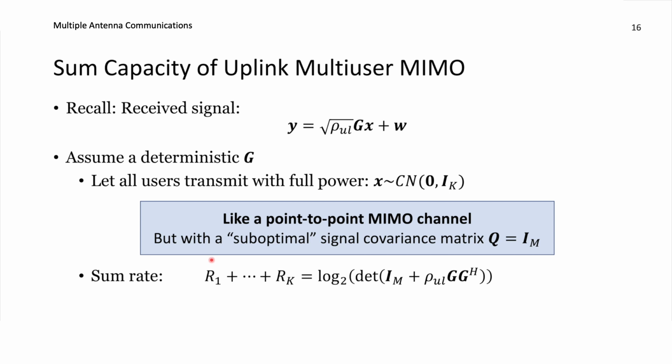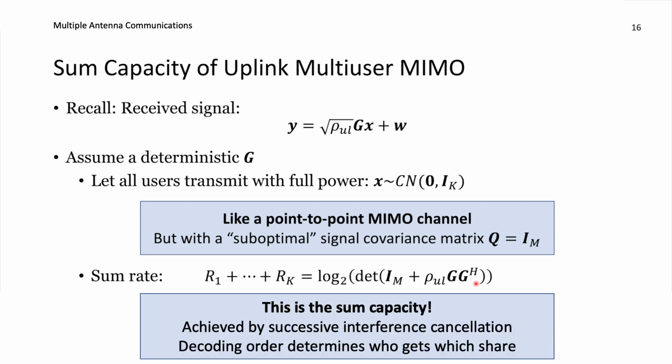And one can show that the sum rate of a point-to-point MIMO channel when using this signal covariance matrix is like this. We sum up the rates of different users, and then we get the log2 of the determinant of an identity matrix, which is the one in the log expression, plus the SNR, and then we have the G times G Hermitian term. So this is the channel matrix that is appearing here. And this is actually the sum rate for a point-to-point MIMO channel, but the sum capacity of an uplink multi-user MIMO system. And we achieve it in the same way as we have exemplified earlier, successive interference cancellation. The derivation is just a bit more complicated because now we have vectors and matrices that we need to play around with in order to find the best way of decoding different signals.